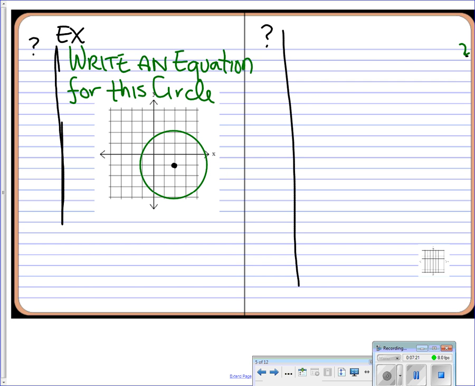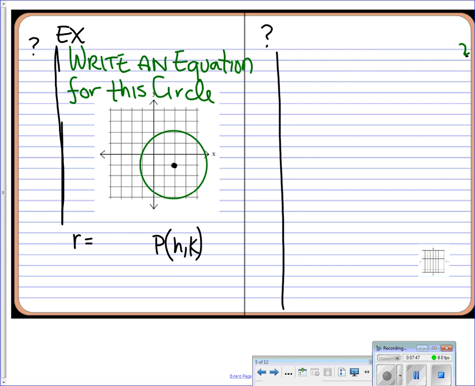So here's a problem. Write an equation for this circle. To do that, I'm going to need two things. I need to know what the radius is equal to, and I need to know the point, in this case I'll just call it P, the center point, the h and k. So I'm going to look at the graph, get that information, and then write the equation for it. To get the radius, I'm simply going to walk from the center out to the edge of the circle in any direction, north, east, west, or south.